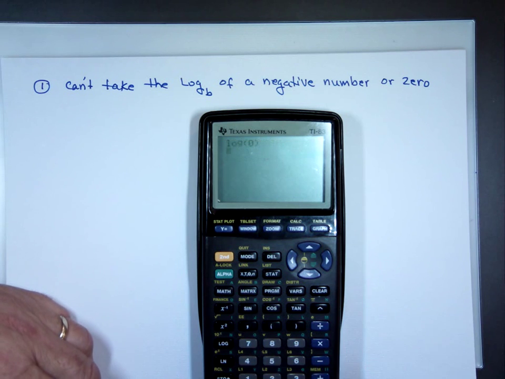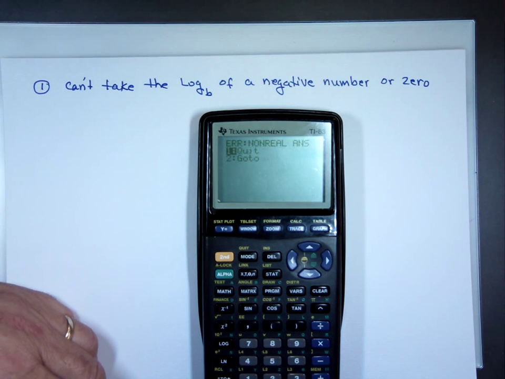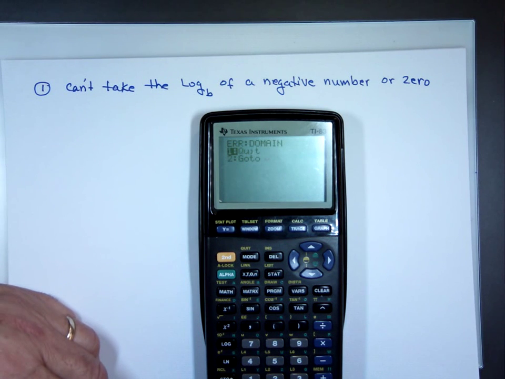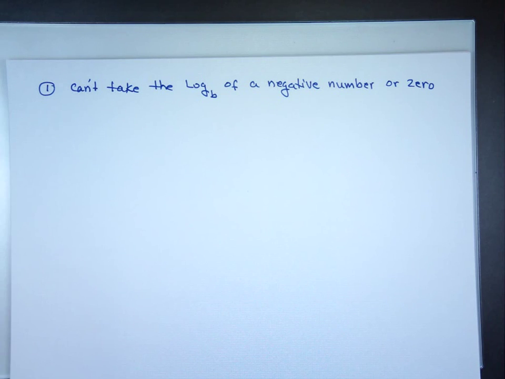Clear. The natural log of negative 7. Domain error. Can't. The natural log of 0. Can't do it. So you can't take the log of a negative number or 0.